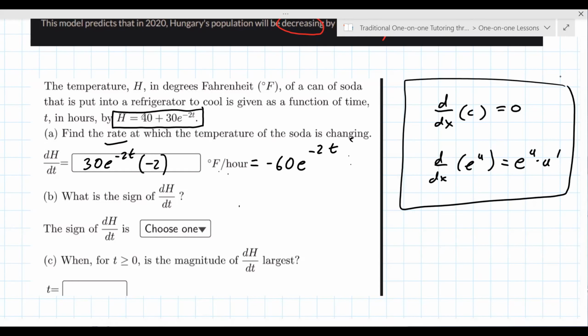Okay, what is the sign of the derivative? So do you see how this negative 60 is out in front? The sign of this is always negative because the derivative is always negative, because this e part is always positive, but this part out in front is always negative. So a negative times a positive is always negative.